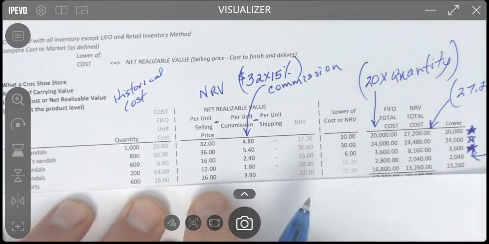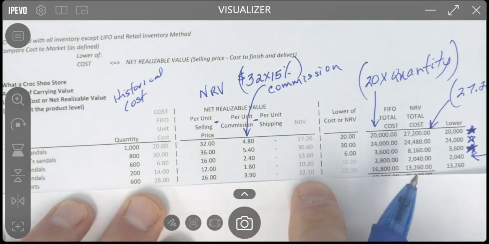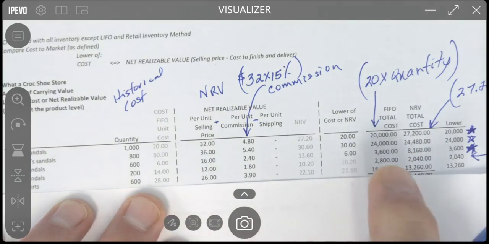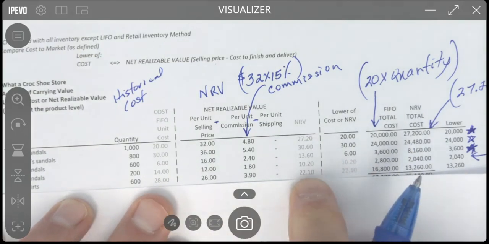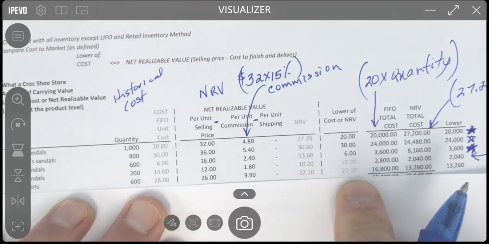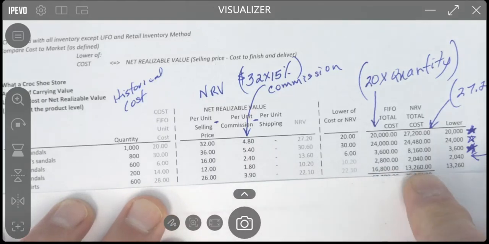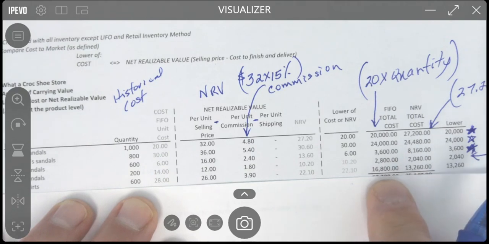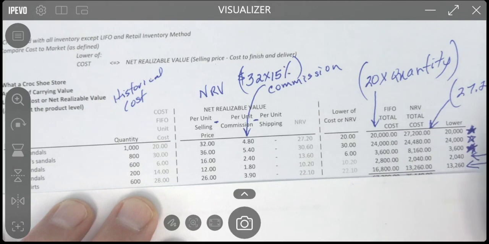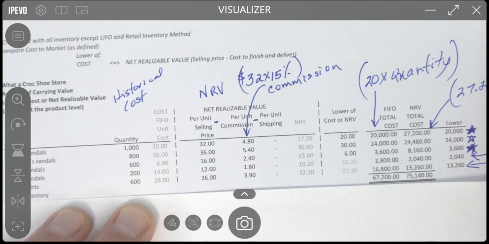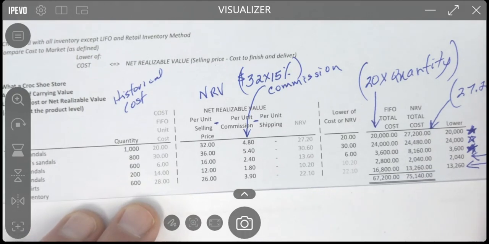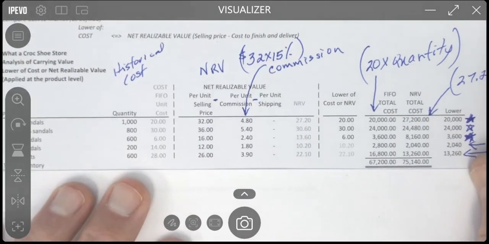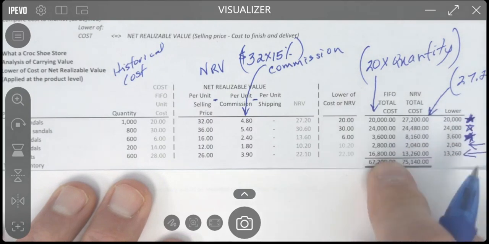Logo shirts, cost is 28. Net realizable value is 22.10. So we're going to take the lower of 28 and 22.10, which is 22.10, obviously. Extend it out, that's 13,260, which is far less than 16,800. And these are also impaired. And there is the total inventory amounts at net realizable and cost.